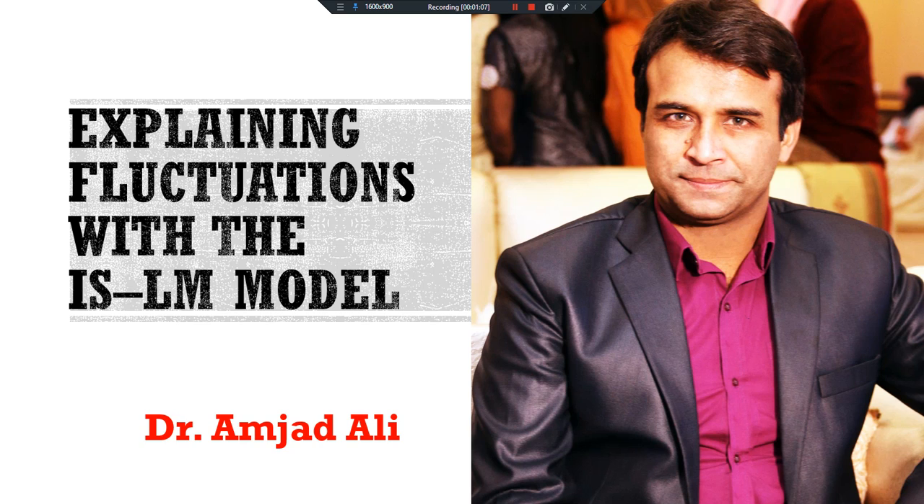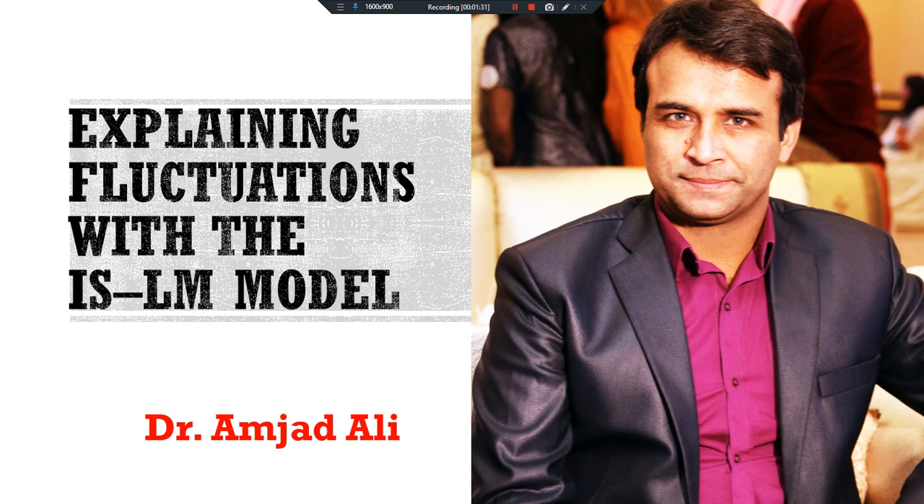Now we turn our attention to applying the IS and LM model to analyze three major issues. First, we examine the potential causes of fluctuations in national income. Second, we discuss how the IS and LM model fits into the model of aggregate supply and aggregate demand. Third, we examine the Great Depression of the 1930s.